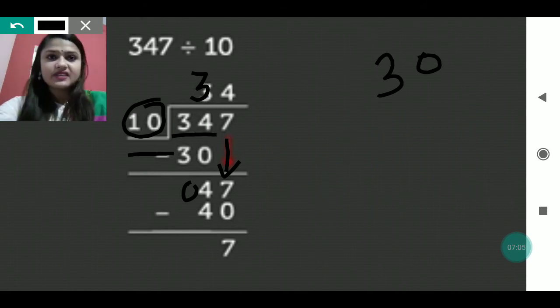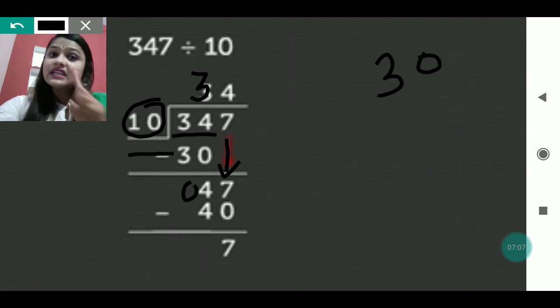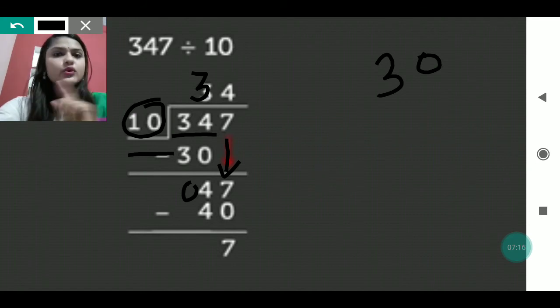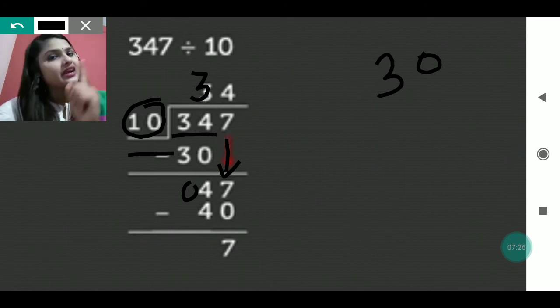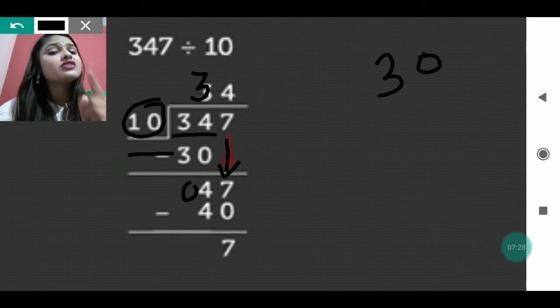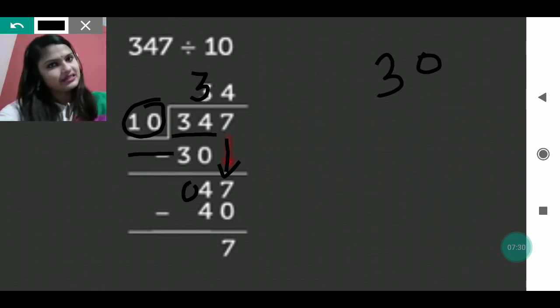So now is 47 divisible? Yes, miss, 47 is divisible. No, 47 is not divisible. How can we say 47 is divisible? We have not read the table right now. We have to read the table, my dear. Don't go faster. Read the table of 10 that many times, in which you get 47 or less than 47 but nearer to 47.